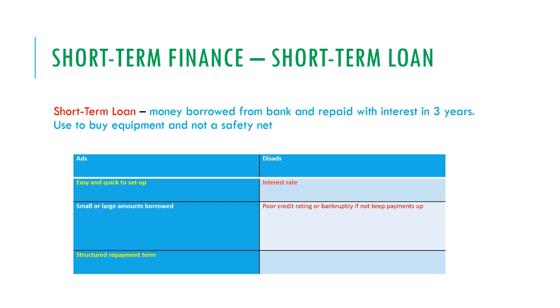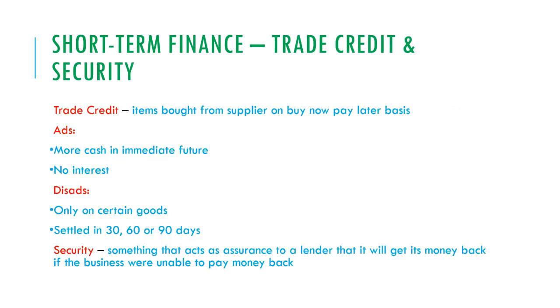Keep that in mind. The advantage is that it is easy and quick to set up, small or large amounts can be borrowed, and it has a structured repayment term. But you do have to pay an interest rate, of course, and you can have a poor credit rating or bankruptcy if you do not keep these payments up. So, trade credit and security then. Trade credit is when items are bought from a supplier on a buy now, pay later basis. So you get the product and you just pay them later essentially.